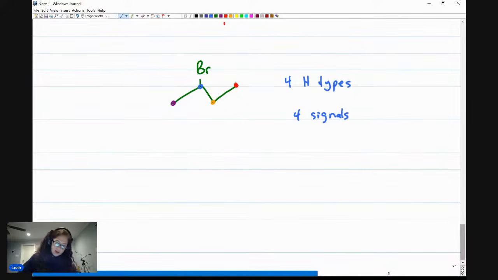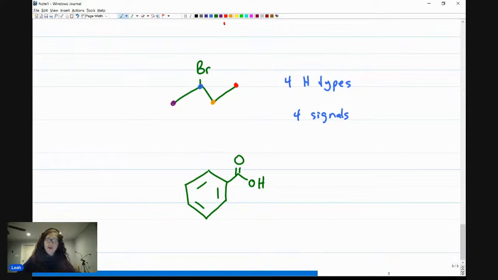What if I look at something like a ring? So let's say I have a molecule that looks like this. We'll put a carboxylic acid there. How many hydrogen types am I looking at now? And therefore, how many signals?